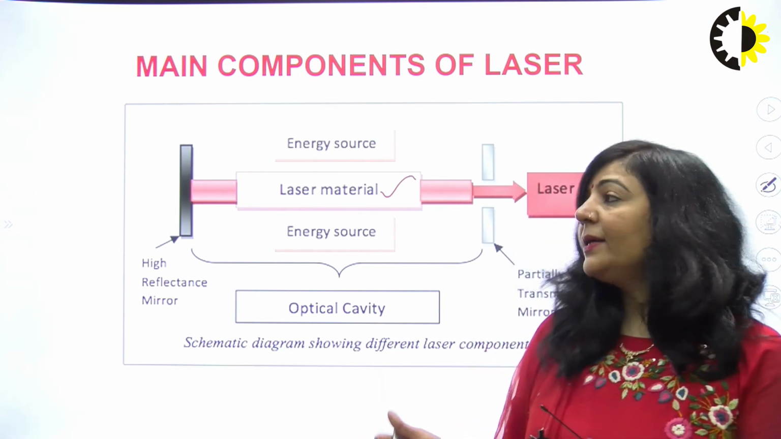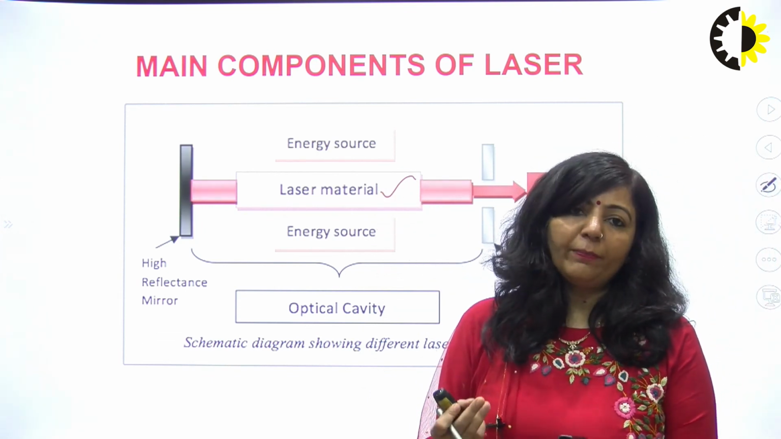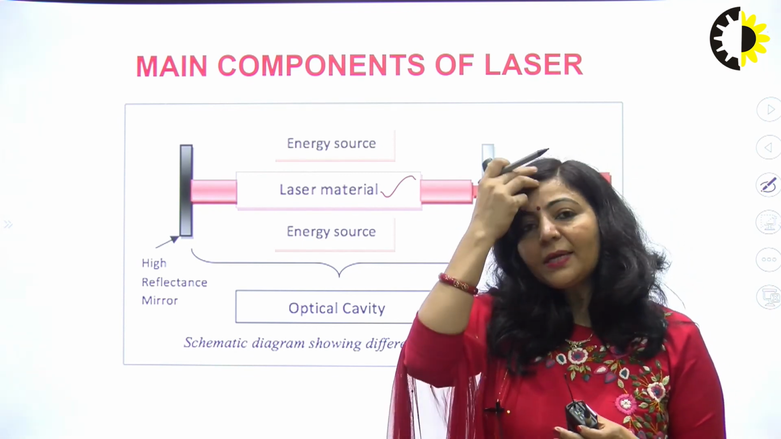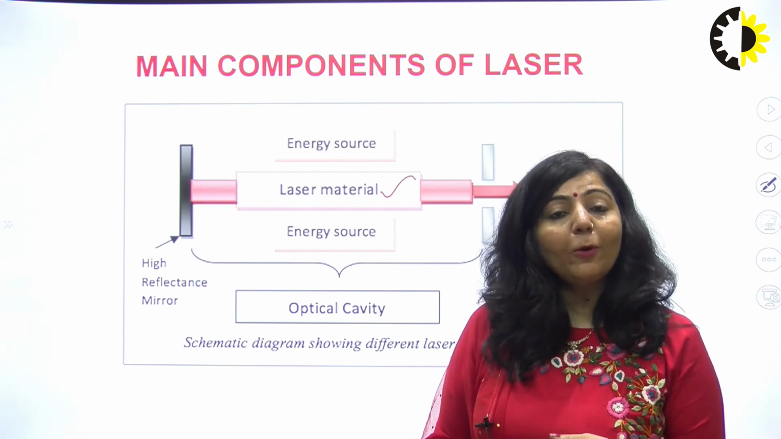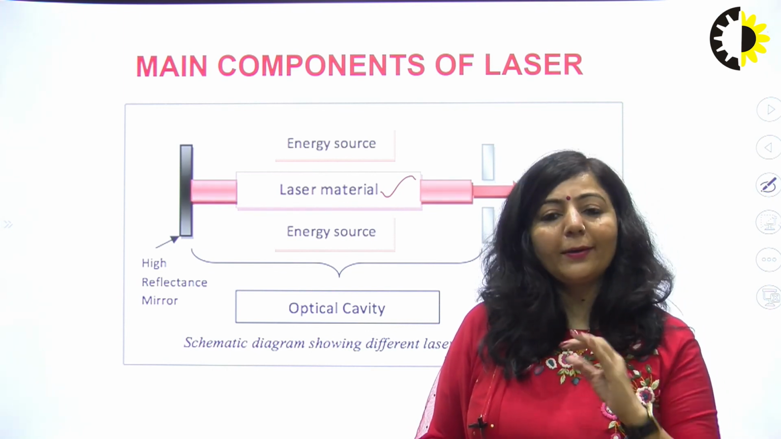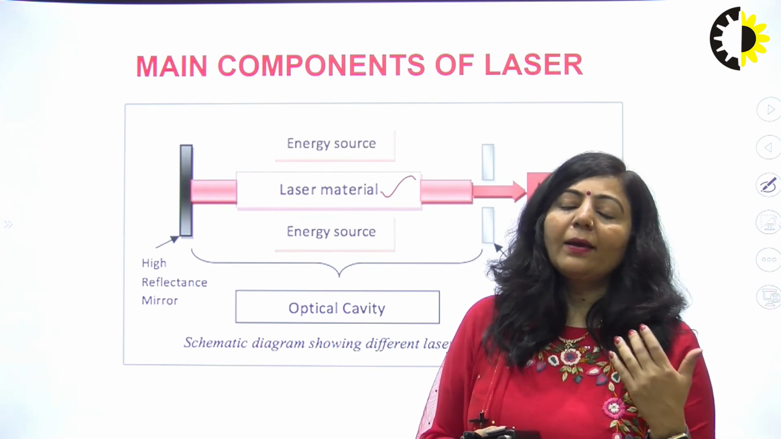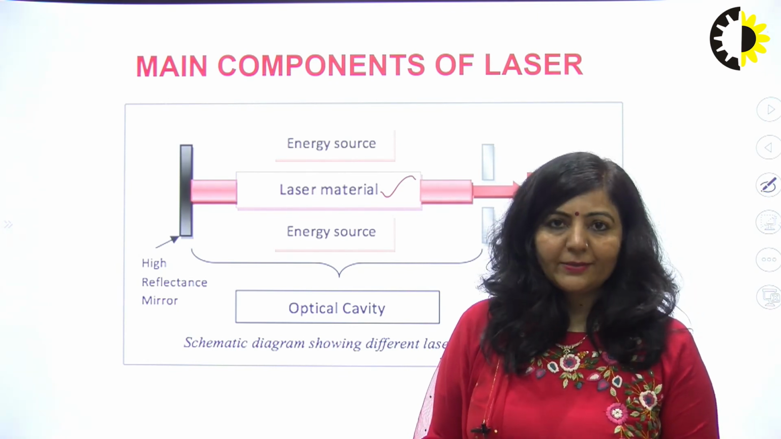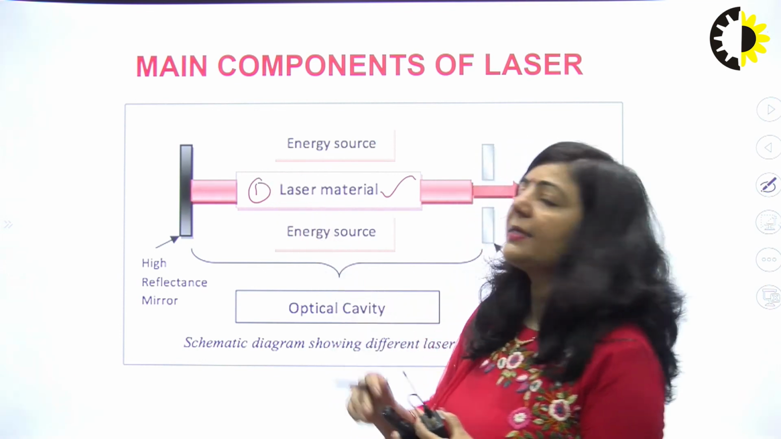And in laser, this active medium or laser material can be in any form: solid form, liquid form or gaseous form. So all the three states, solid, liquid or gas, are possible, and depending upon the state of that active medium, you can classify your lasers like solid state lasers, liquid lasers or gaseous lasers. So the first essential component is your active medium or laser material.